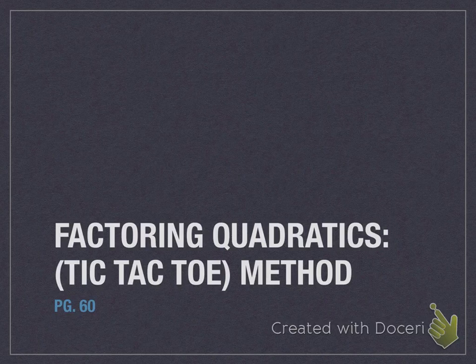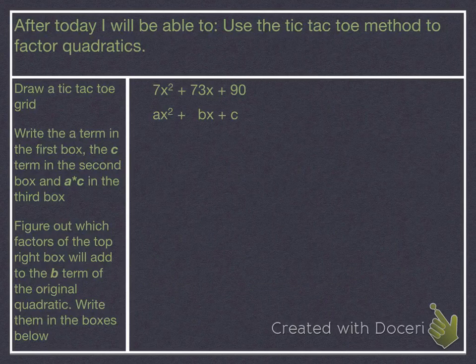Today, we're going to learn how to play tic-tac-toe. Just kidding. We are going to learn how to do some more factoring. But we're going to use a tic-tac-toe board, and we're going to do a thing that looks like Sudoku. It's going to go on page 60 of your notes. Here's our goal as always: to be able to factor quadratics using the tic-tac-toe method.